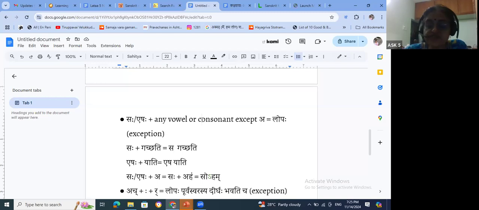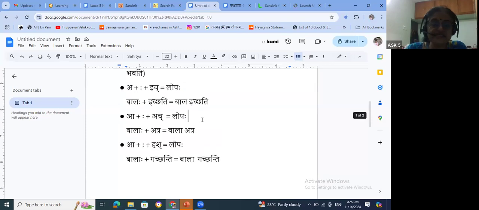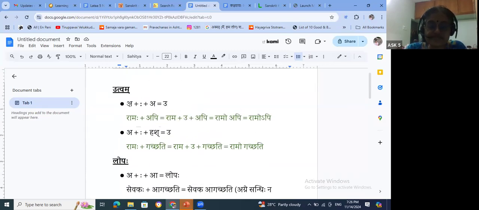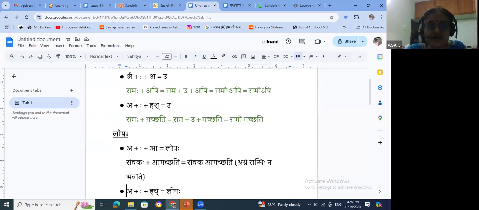That is why I did not show slides. For me, it is very confusing. I thought I'll just make one list and follow this list. And I'm also telling you how to remember it. That's why we are starting with hrasva a and what is following hrasva a. When hrasva a is followed by a or hash, it is u. When hrasva a is followed by a or h, it is lopaha.